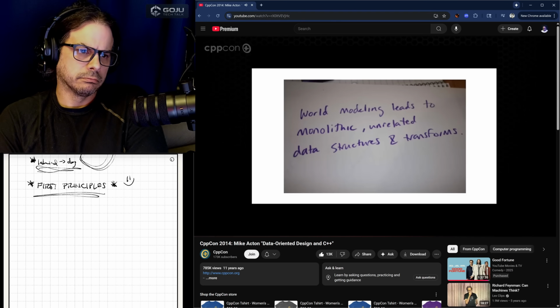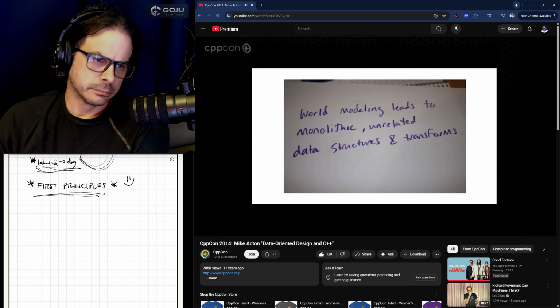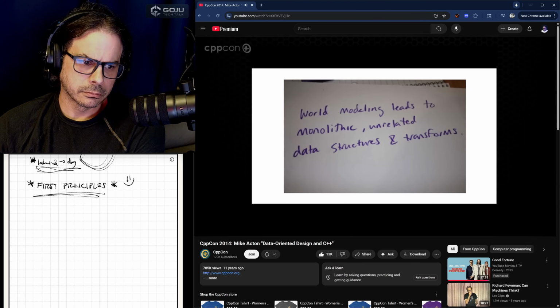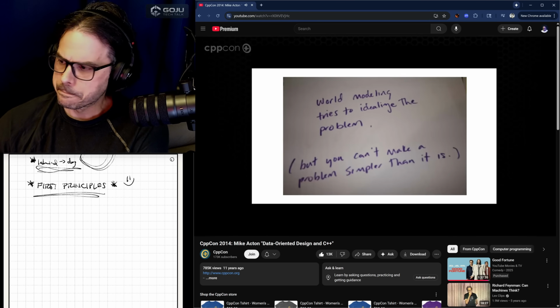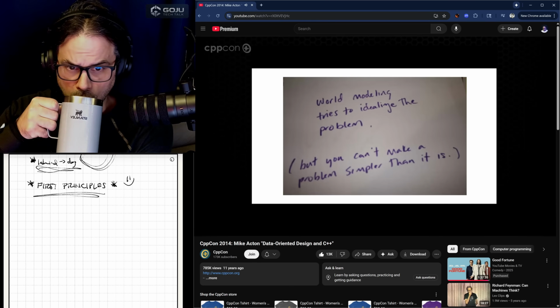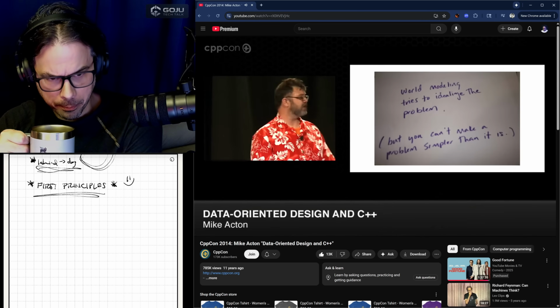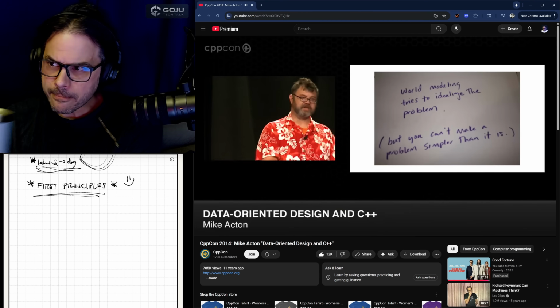So world modeling in general leads to these monolithic, unrelated data structures and transforms, leading to all kinds of other problems that you shouldn't have in the first place. Yeah, I agree. I think from my perspective, world modeling is trying to idealize the problem away, sort of back to there is no software ether that we're running in, that we really need to understand the data and the hardware that we're working on. You can't make a problem simpler than it actually is, right?